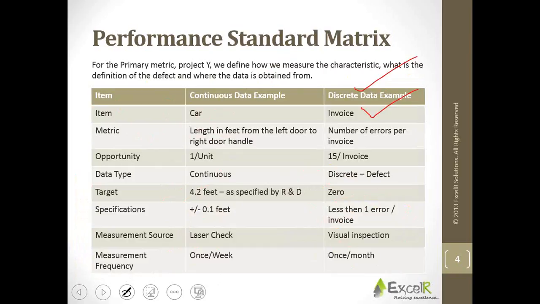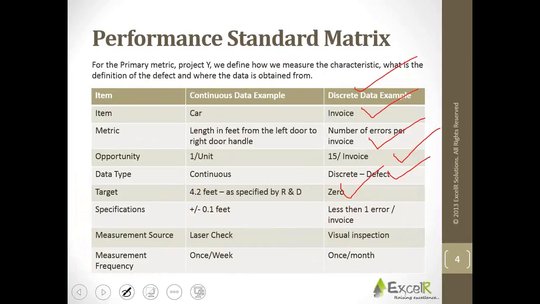I'm checking the invoices. I'm checking how many errors are there in each invoice. Each invoice has 15 fields: name, date of birth, address, and so forth. I have 15 things, so there are 15 opportunities for error. It is a discrete data type because you cannot say there are 1.23 defects or 5.68 defects. All you can make a statement about is whether there is one defect or two defects or three defects or 4, 5. It will be a whole number. You cannot divide it further.